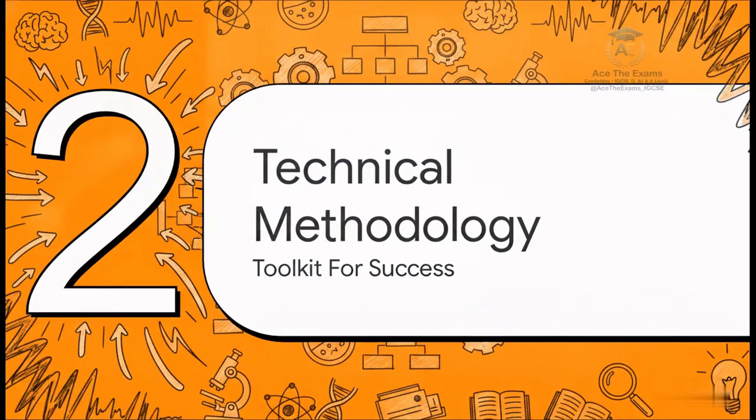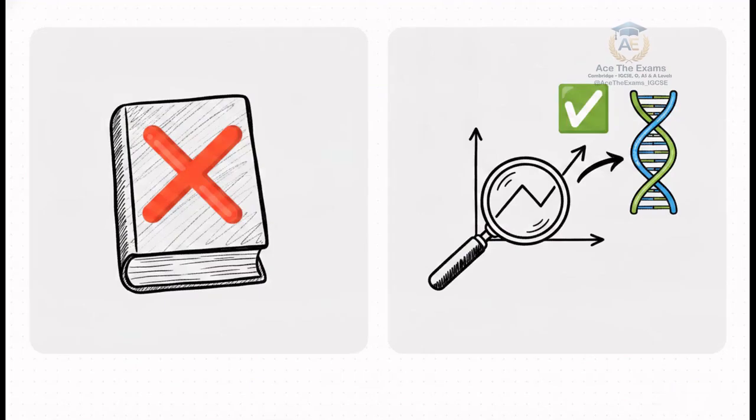Next up, Section 2, the Technical Methodology Toolkit for Success. Now, let's talk about processing commands and analyzing data under extreme exam pressure. The crucial difference here is between a flawed generic description and a top-band evaluative answer. A flawed answer usually just recites textbook theory without ever actually looking at the data provided in the question. A top-band answer, on the other hand, actively pulls specific data points from the stimulus and maps them directly to biological principles using precise command words.